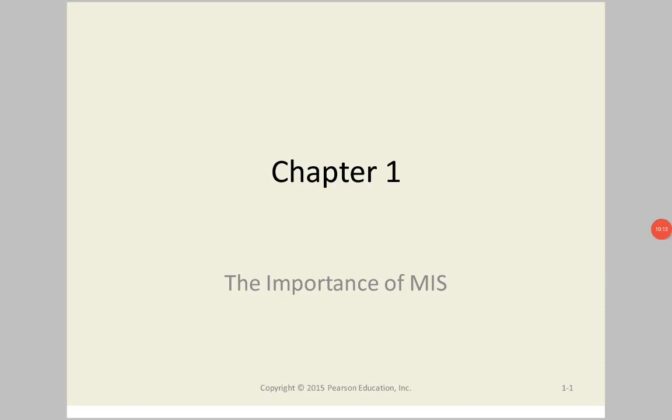Similarly, MIS helps in strategic planning, management control, operational control, and transaction processing. MIS is also used to implement various decisions taken by the management, like strategic planning, management control, controlling various costs in the organization, and operational controls. It helps the clerical personnel.